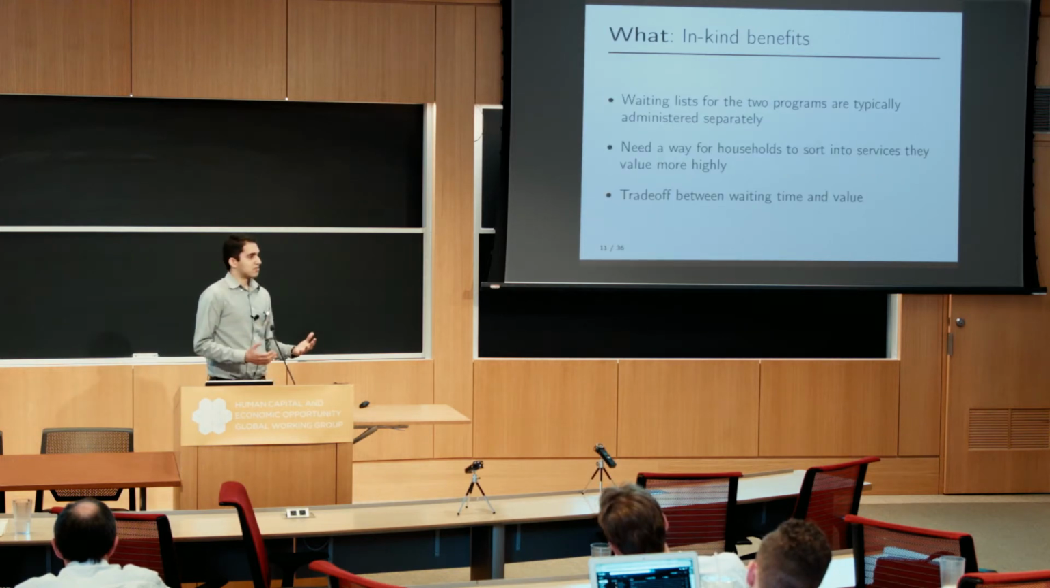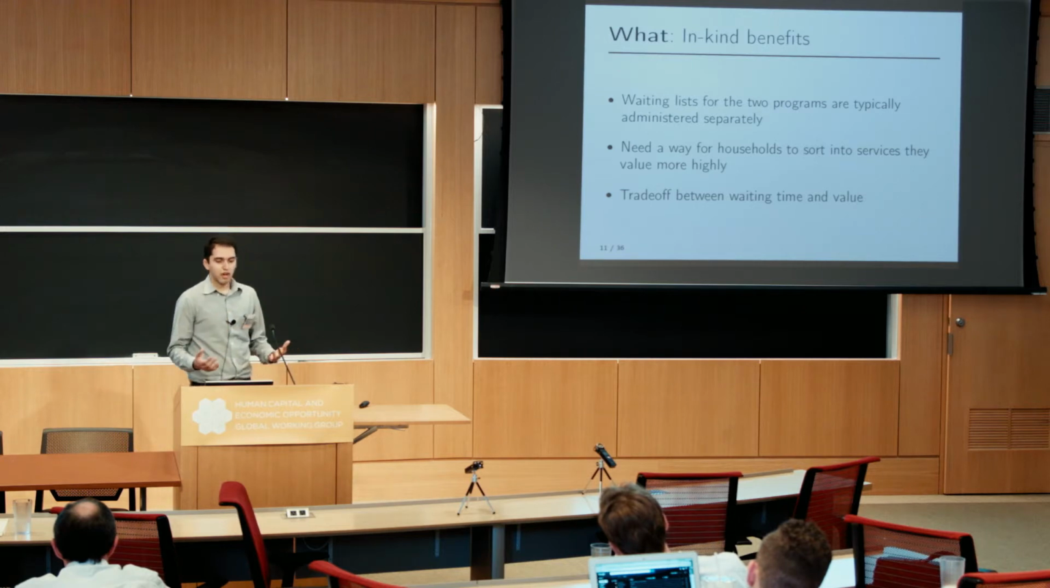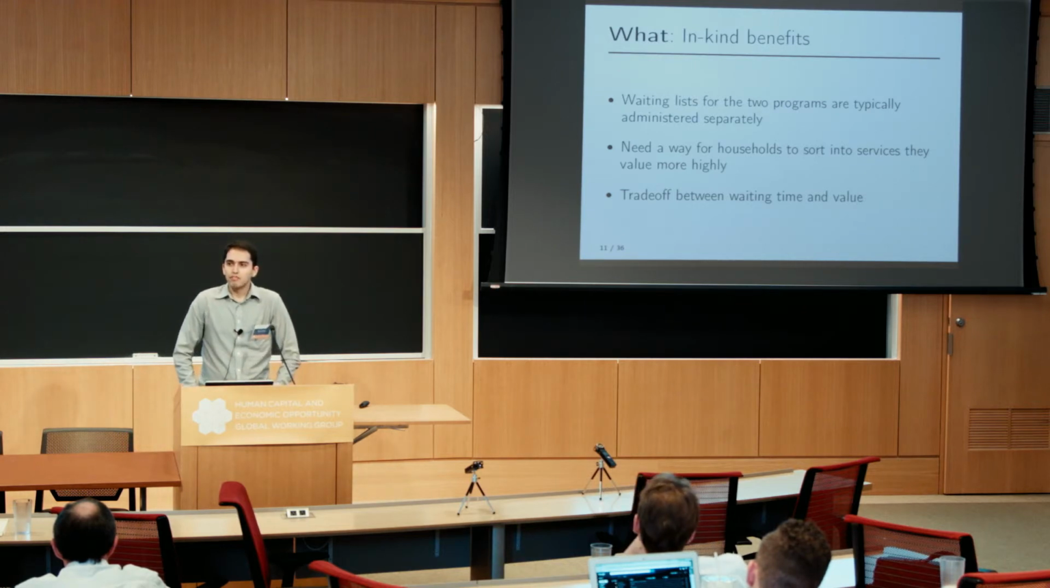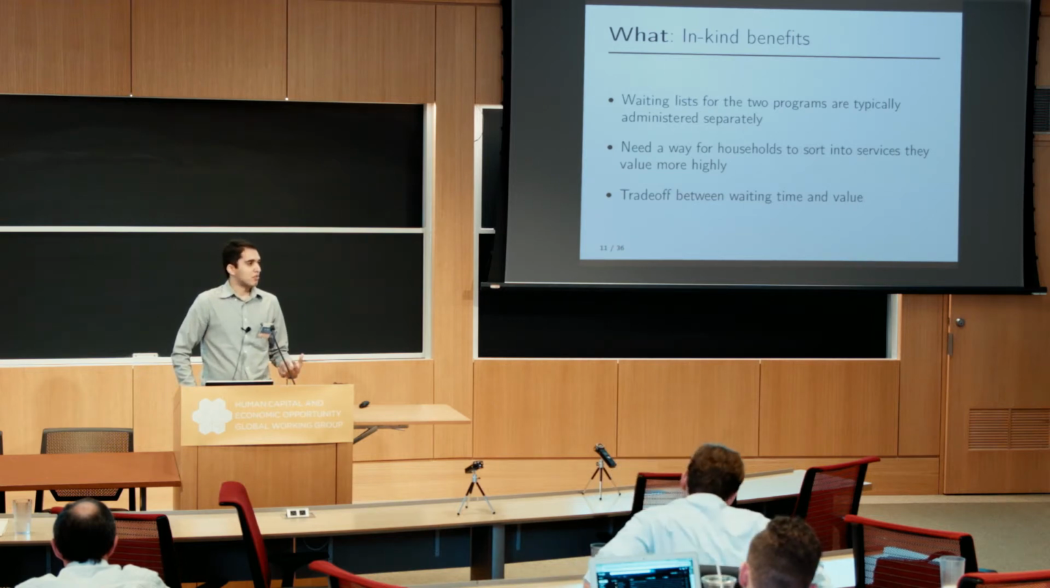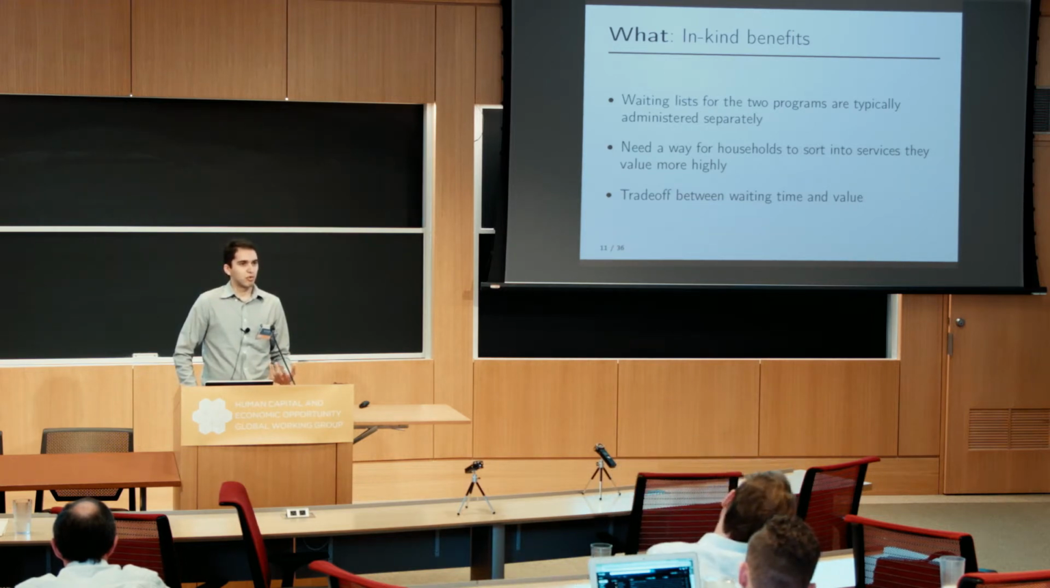So we have these 2 systems that are often being used, vouchers and public housing, and they have different values to different groups of people. And so the question is, how can we get people to sort into the type of system that's most beneficial for them?